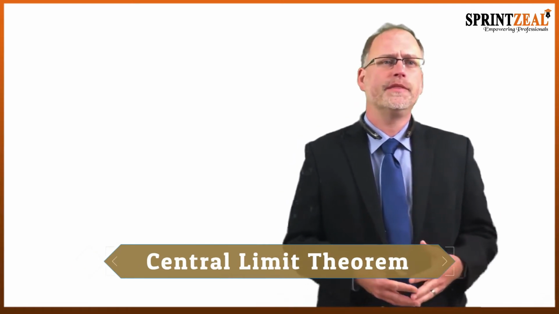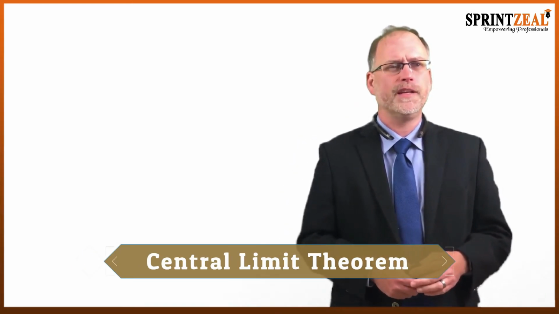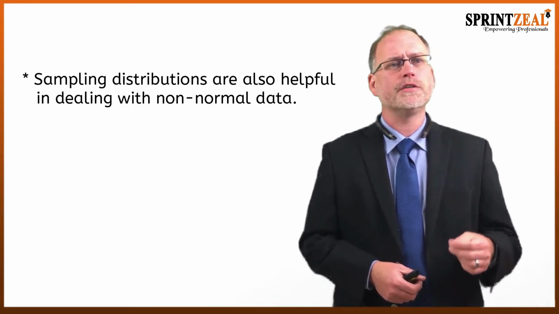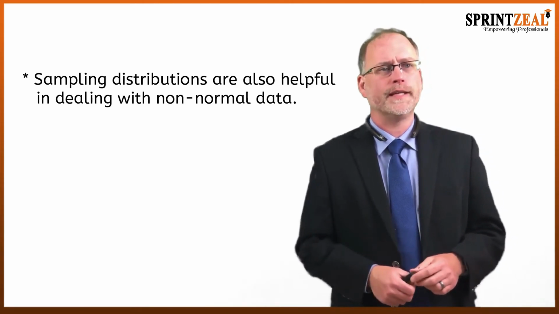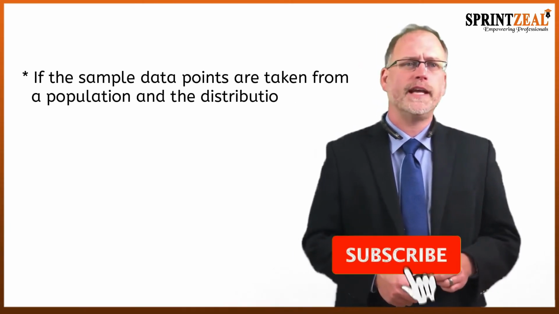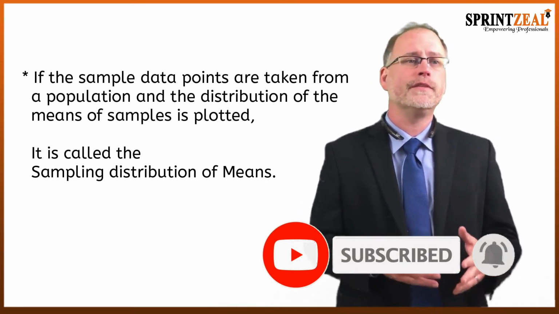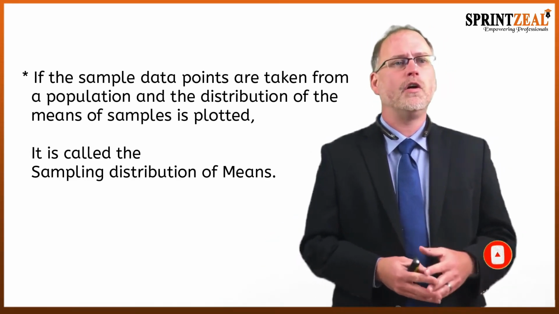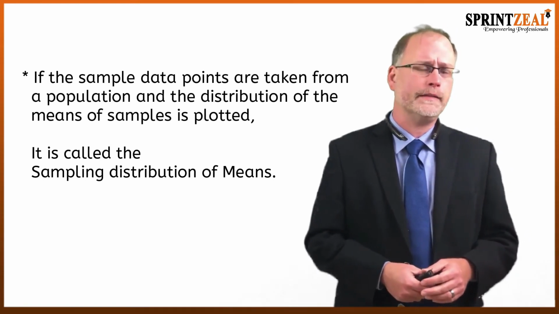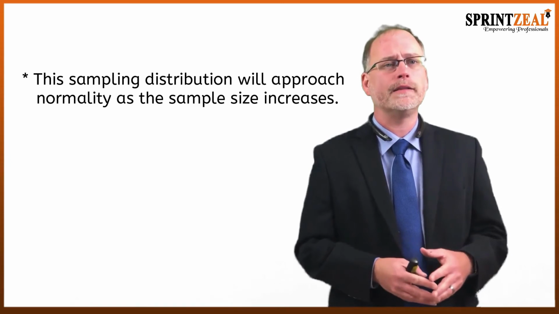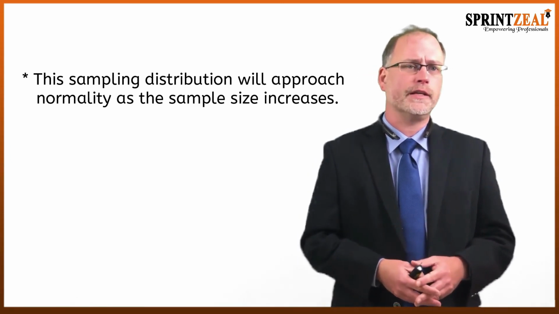Now the central limit theorem concludes the following: that sample distributions are also helpful in dealing with non-normal data. If the sample data points are taken from a population and the distribution of the mean of the samples is plotted, it's called the sampling distribution of means. And the sampling distribution will approach normality as the sample size increases.